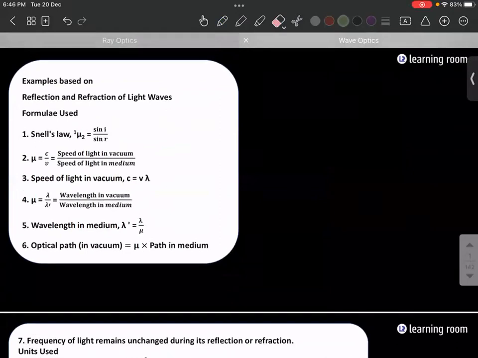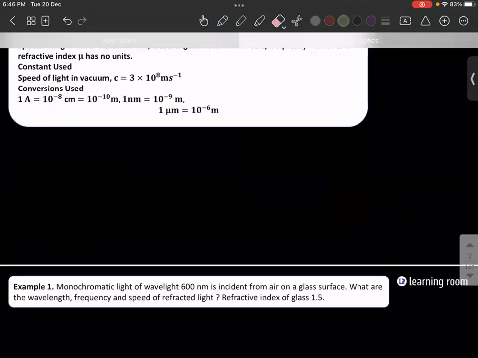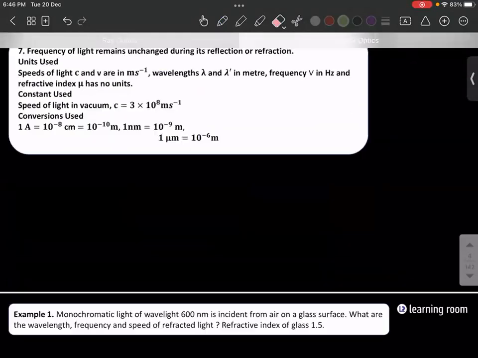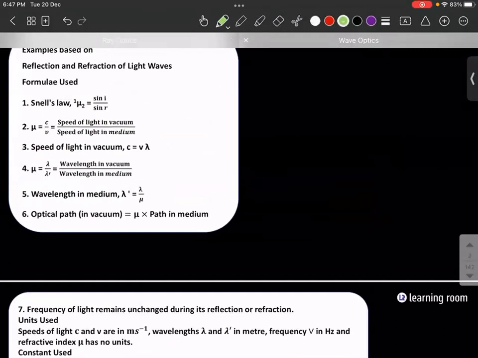So we'll do some problems that are based on wave optics. See, wave optics again has a connection from the previous chapter, right? In this, you know Snell's law, you know how to write the refractive index. Speed of light in vacuum is given as lambda multiplied with frequency. Similarly, the refractive index is given as the wavelength in vacuum divided by the wavelength in medium, based on which you can rearrange and write it.